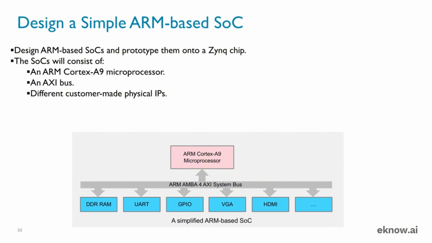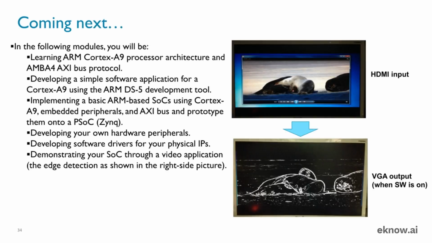In the upcoming modules, we'll dive deep into each of these areas: the Cortex-A9 architecture, the AXI bus protocol, and how to design and integrate our own custom IP cores. This page serves as a roadmap, giving us a preview of all the exciting hands-on work we'll be doing in the upcoming modules. We're going to take all the concepts we've discussed and put them into practice to build a complete, functioning system on chip.